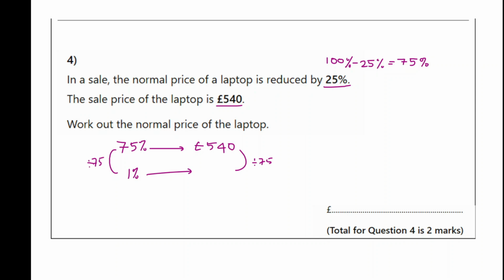540 divided by 75 gives me 7.2. Now, I need to get to 100%. All you need to do is multiply this one by 100 and do exactly the same to this one. So my answer is 720. The normal price is 720 pounds.